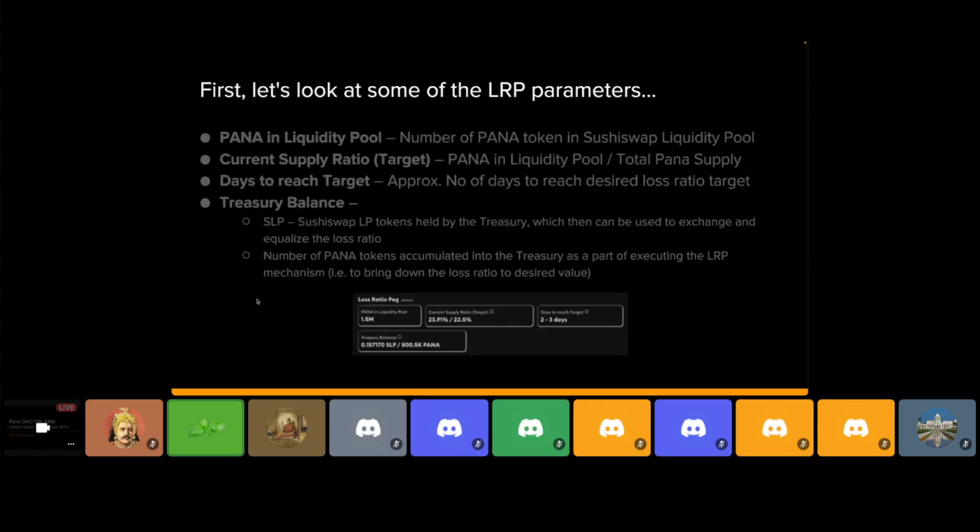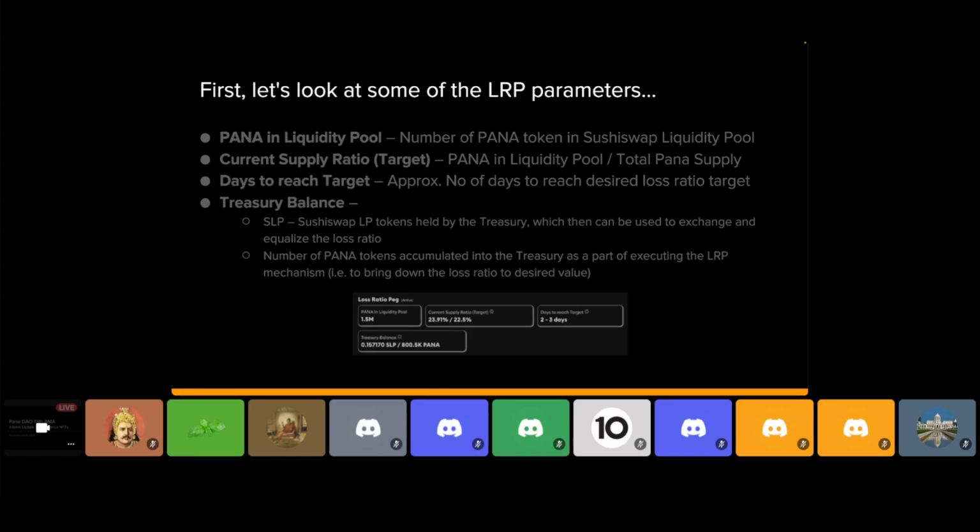All right, so first, I'd like to revisit a couple of parameters and a couple of metrics for the team and the community. I know that we have already talked much about this in the past, but LRP is something very unique and a new feature from the PanaDAO. So it would be good to go through it a couple of times to learn things, as it's not something we usually had in the past with other protocols.